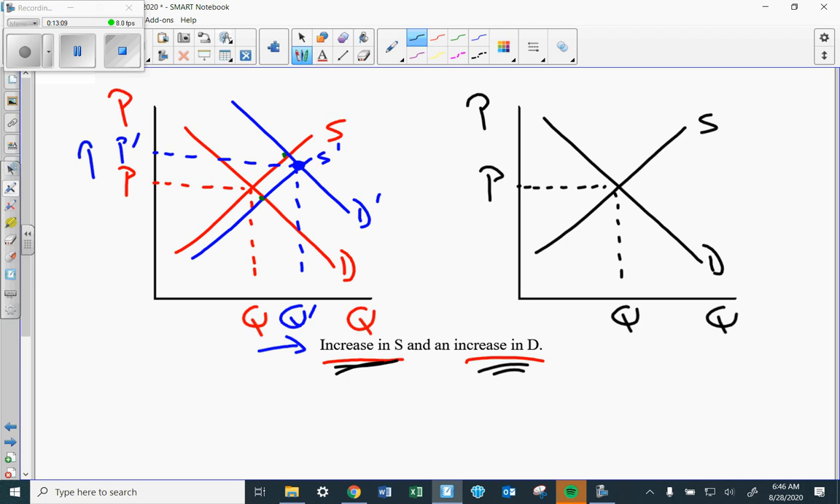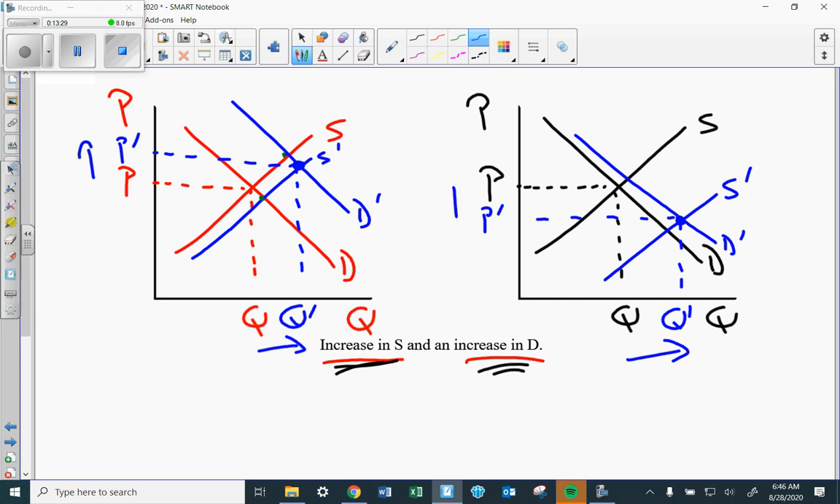Over on the left, I shifted the supply curve just a little bit. So now over here I'm going to shift the supply curve a whole lot, and shift the demand curve just a little bit. So I just did the opposite of what I did. And when I find my new equilibrium, S prime, D prime, I find out that quantity increased and price decreased. Take a look at that.